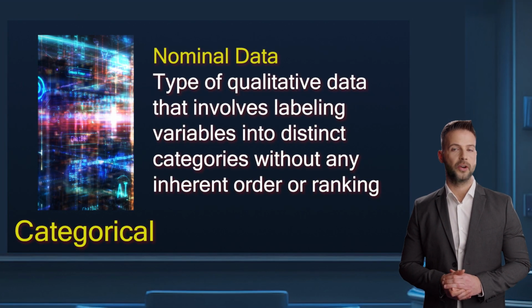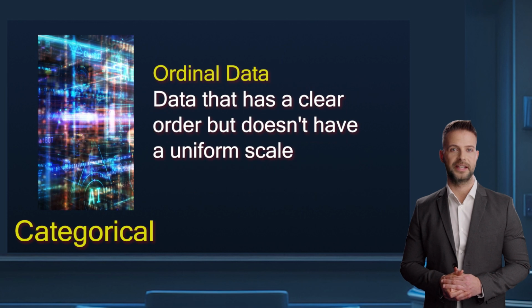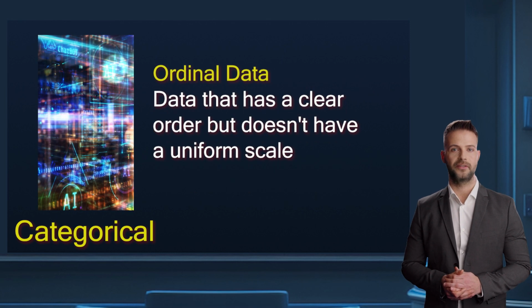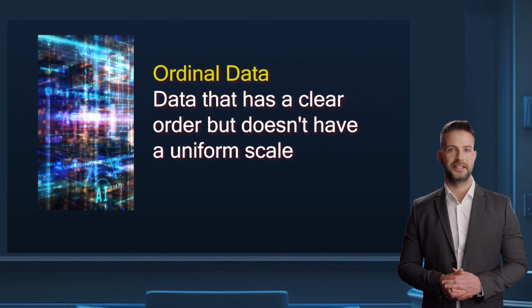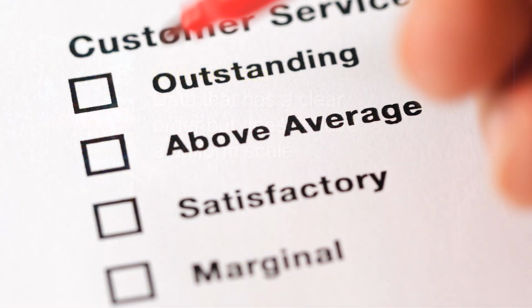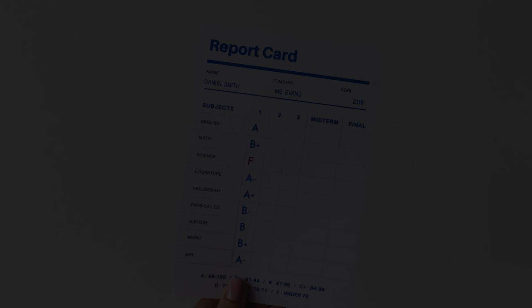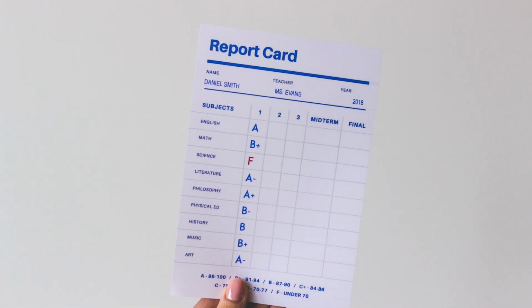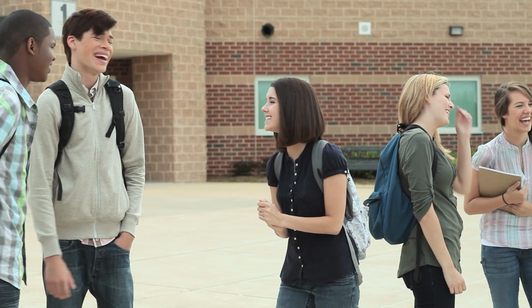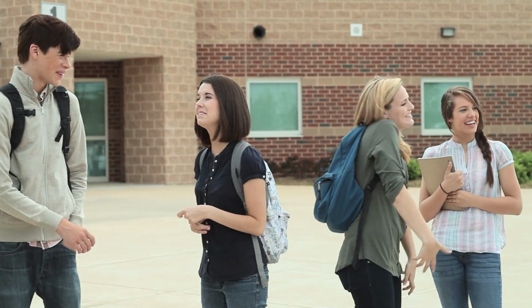Categorical data can also be ordinal data. You may have guessed that ordinal data has a clear order but doesn't have a uniform scale. For instance, a customer satisfaction survey with ratings such as poor, average, and excellent is ordinal. Grades can be A, B, C, D, and F. A student might be a freshman, a sophomore, a junior, or a senior.